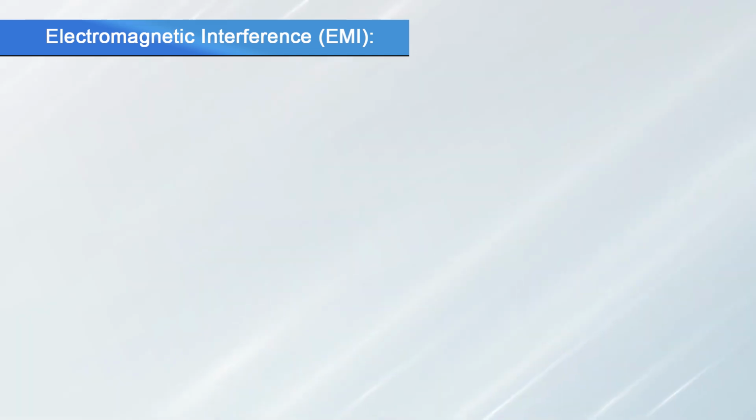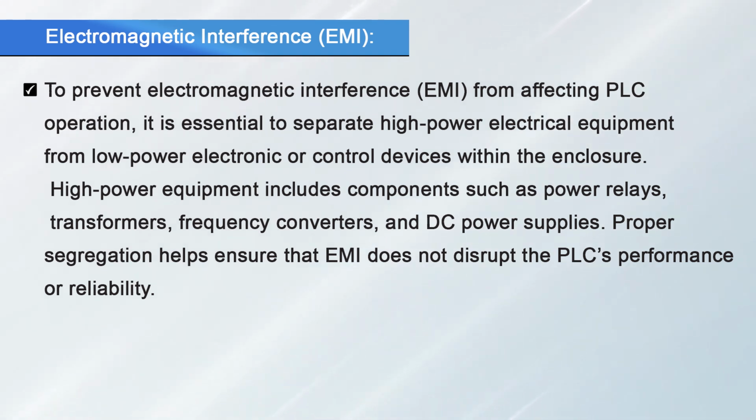Now next is electromagnetic interference, called EMI. To prevent electromagnetic interference from affecting the PLC operation, it is essential to separate the high power electrical equipment from low power electronic or control devices within the enclosure. The high power equipment includes components such as power relays, transformers, frequency converters and DC power supplies. Proper segregation ensures that EMI does not disturb or disrupt the PLC performance or reliability.